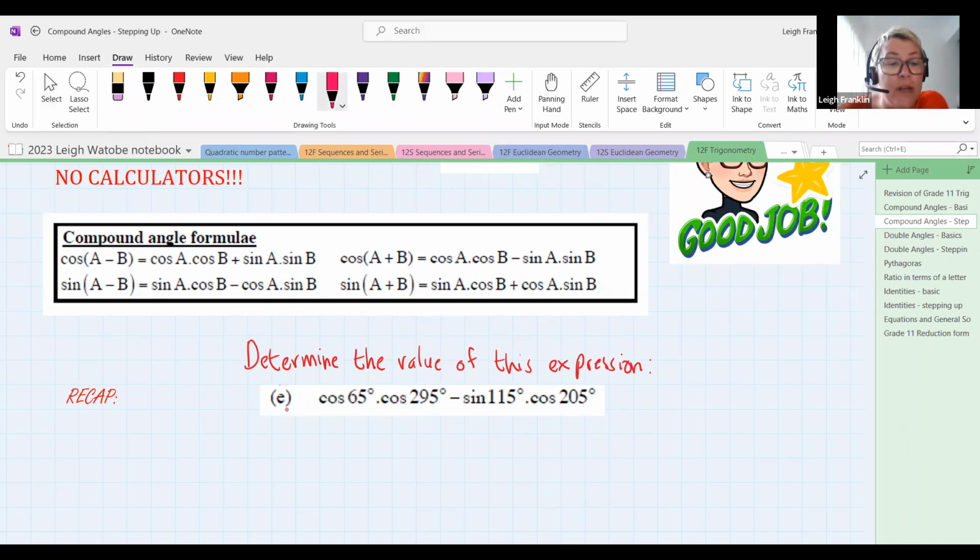So am I going to reduce cos 65? No, it's already reduced, so this would be equal to cos 65. And what would I do with cos 295? How would I reduce that? What would it reduce to, Matrix?